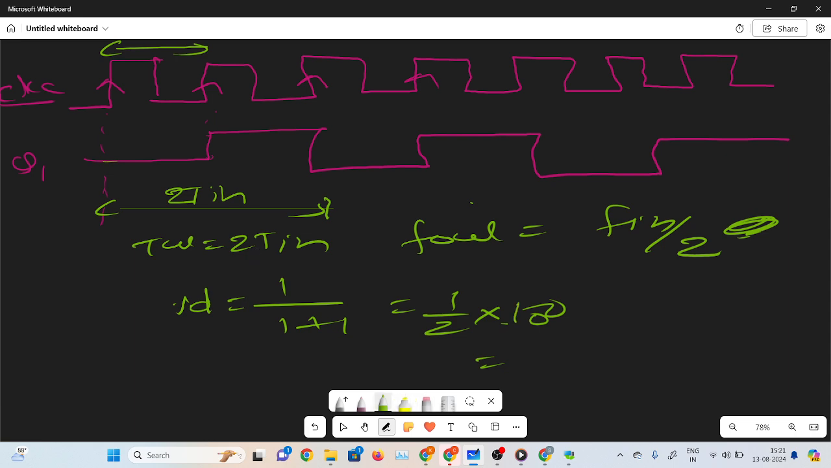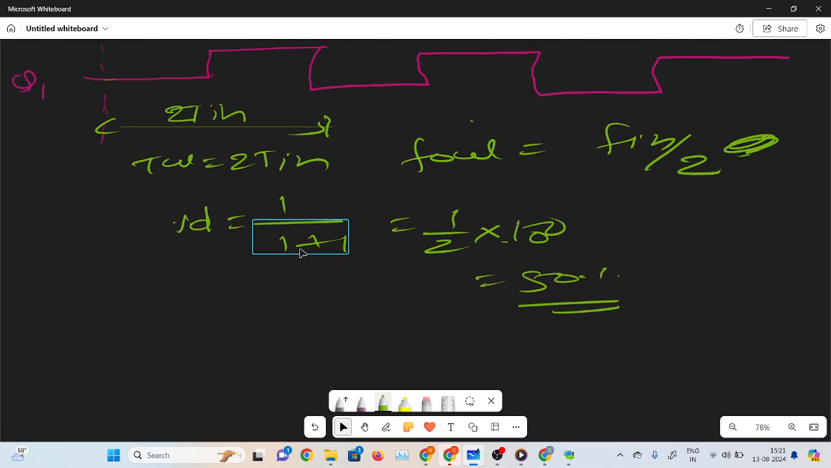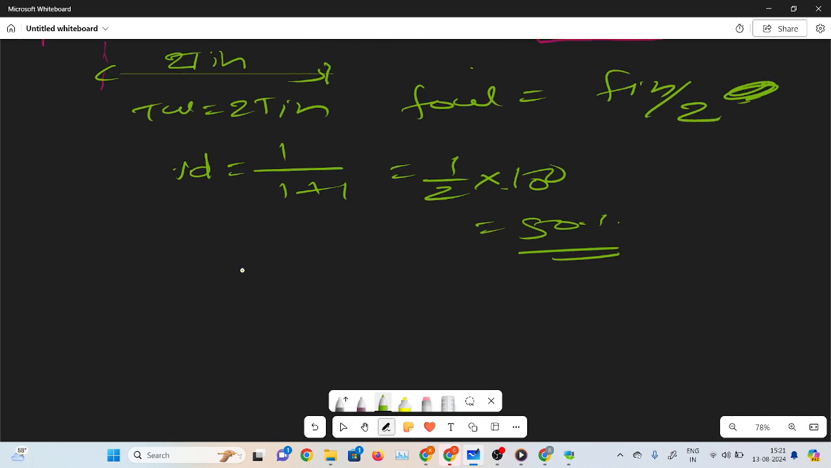Okay, so this is the 50% duty cycle. Sometimes this kind of question is also asked: design the circuit with 25% duty cycle, or with 75% duty cycle. I already explained this in the first part. This is a very simple process.